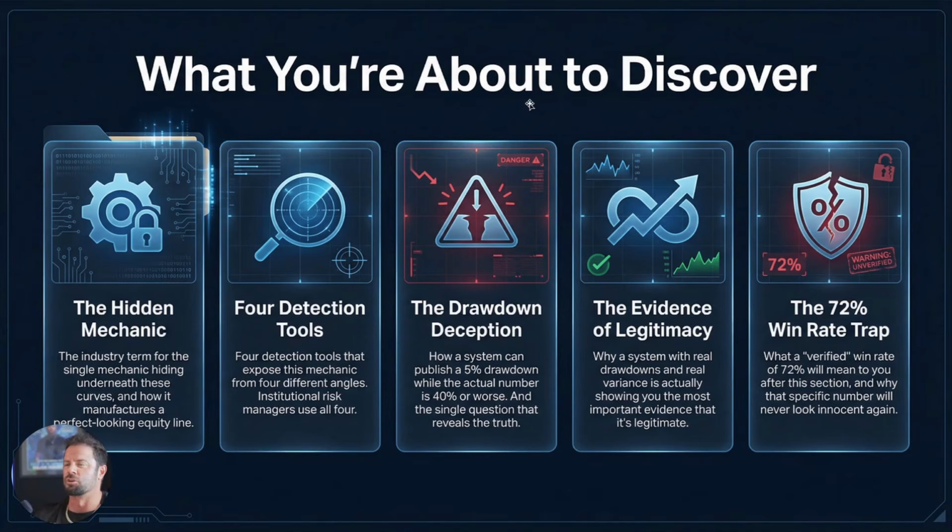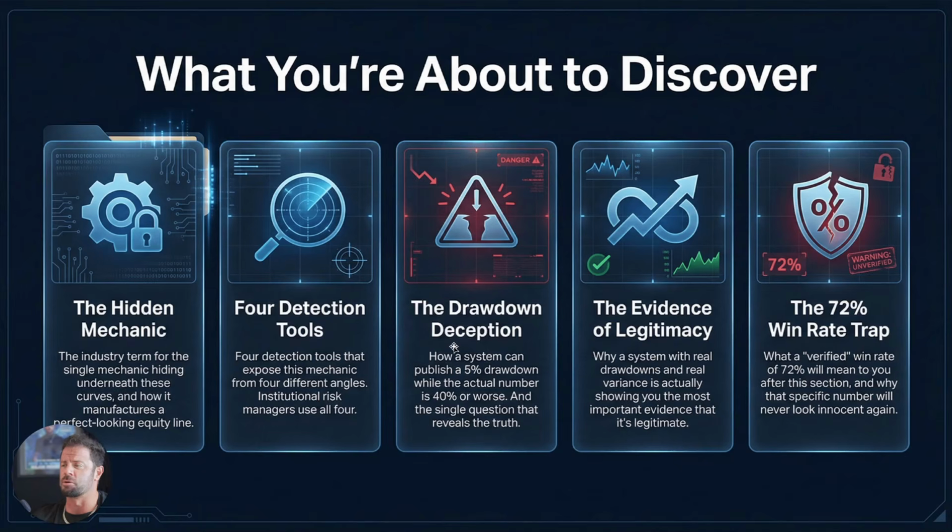All right. 5 really important things. Okay. One is the hidden mechanic. The industry term for this single mechanic that hides underneath all of these smooth equity curves and how it manufactures these perfectly looking smooth balance lines. Okay. So there are 4 detection tools that we'll get right into too that will expose this mechanic from 4 different angles so you can never miss it. It's going to be completely obvious to you. It's not going to be something you're confused by anymore. It's not even going to be something that you consider after we're done.